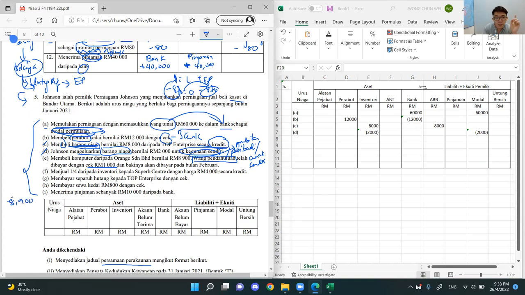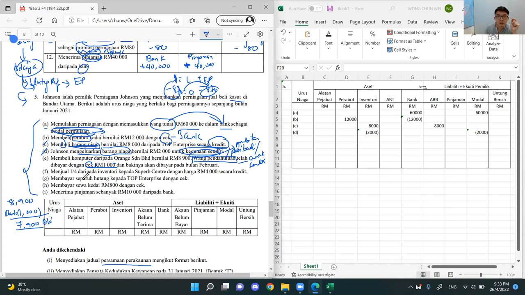Okay, and kita telah bayar. Nampak tak? Telah dibayar dengan cek. Cek means telah bayar dengan bank. Is correct, 1,000 ringgit. Meaning, ada berapa lagi? Ialah baki. The 7,900 ringgit ini adalah baki, isn't it? The balance yang belum bayar lagi.